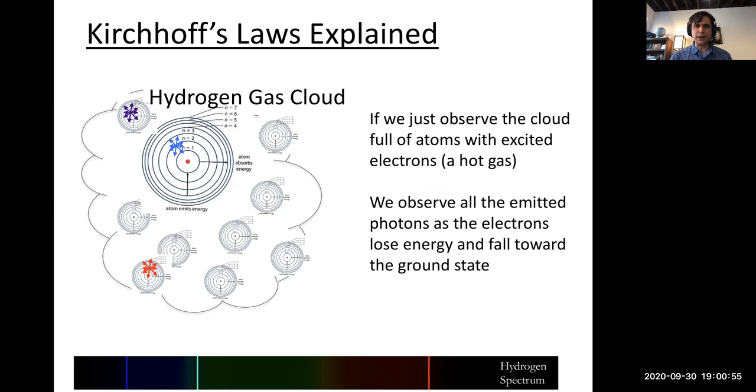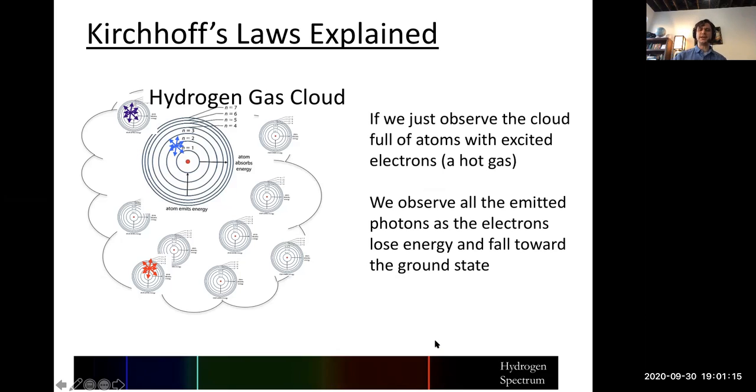And the visible part, anything that's going from a higher energy level down to the 1st excited state, the Balmer series, the visible photons, that's what we would see. So we point our telescope with a spectrometer on it, and we would look at this cloud of hydrogen gas, and we would see the emission spectrum of hydrogen.